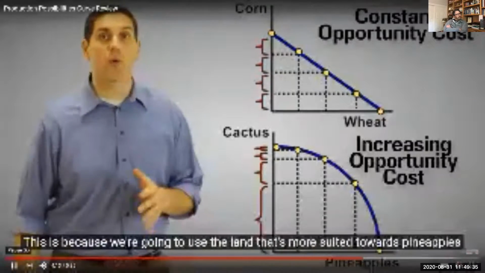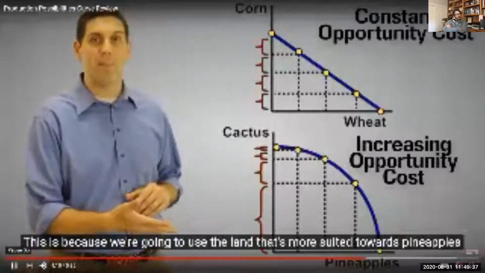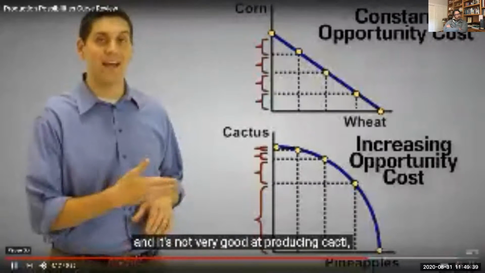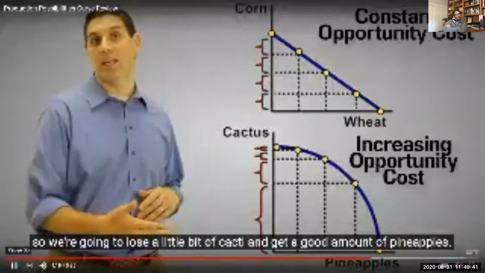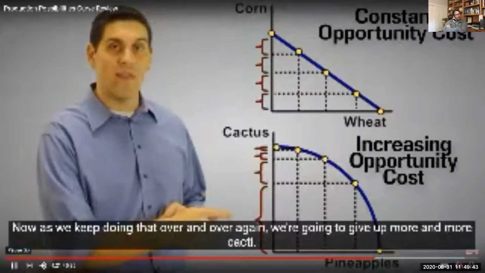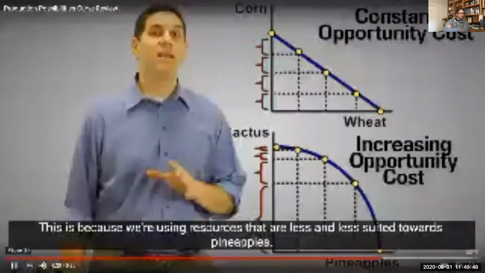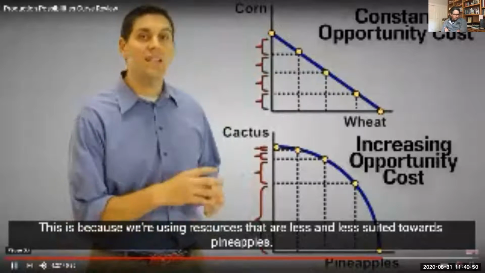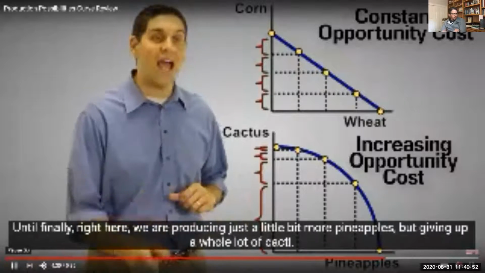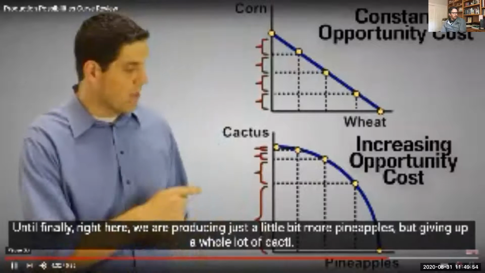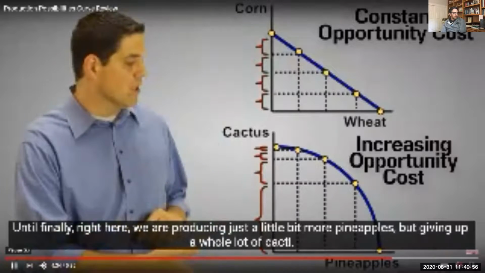So when we first start producing pineapples, we're going to give up just a little bit of cacti. This is because we're going to use the land that's more suited towards pineapples, and it's not very good at producing cacti, and so we're going to lose a little bit of cacti and get a good amount of pineapples. Now, as we keep doing that over and over again, we're going to give up more and more cacti. This is because we're using resources that are less and less suited towards pineapples, until finally, right here, we're producing just a little bit more pineapples, but giving up a whole lot of cacti.